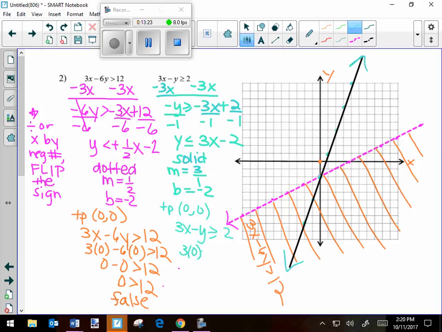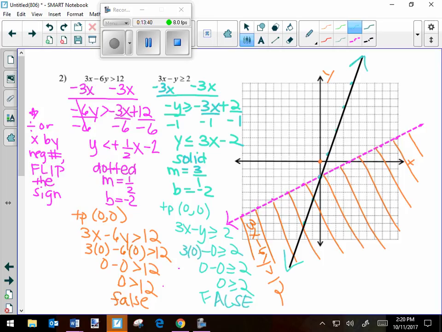3 times 0 minus 0 greater than or equal to 2. 0 minus 0 greater than or equal to 2. Is 0 greater than or equal to 2? True or false? 0 is not greater than 2, so that's false. 0, 0 is not a solution, nor are any of the points on that side of the line.